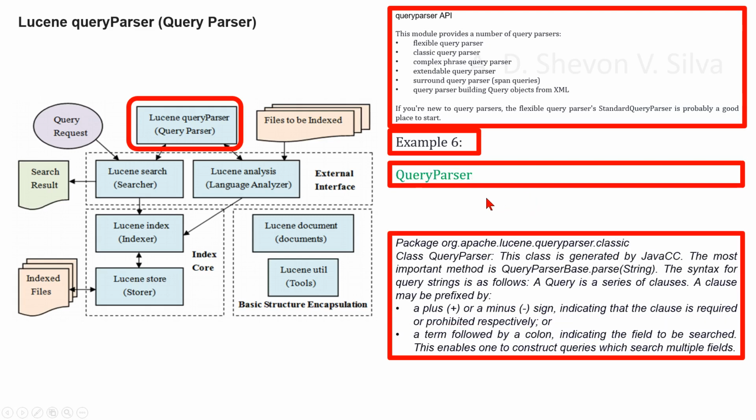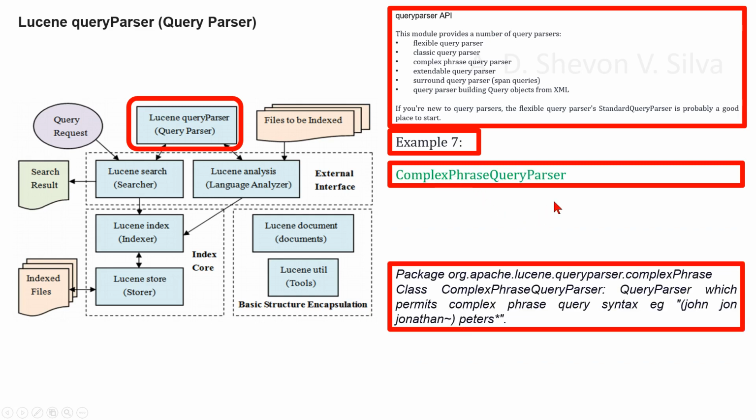Now we are considering query parser, class QueryParser in package org.apache.lucene.queryparser.classic. This class is generated by JavaCC. The most important method is QueryParserBase.parse(String). The syntax for query strings is as follows. The query is a series of clauses. A clause may be prefixed by a plus or minus sign indicating that the clause is required or prohibited respectively, or a term followed by a colon indicating the field to be searched. This enables one to construct queries which search multiple fields.